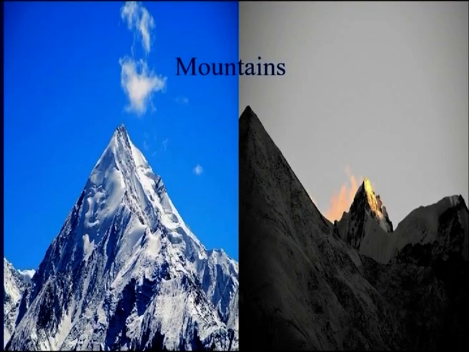Children, look at these mountains. Do you see the mountain in white color? Why is it in white color? Because it is covered with snow. It is one of the Himalayan mountains. And you can see the other mountain. Both the mountains have steep slopes. They don't have flat lands over them. Is it not, children? Yes.